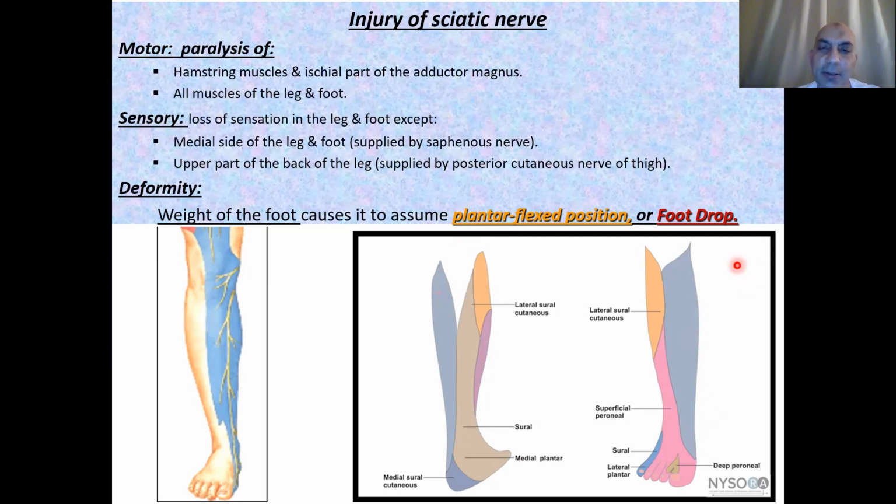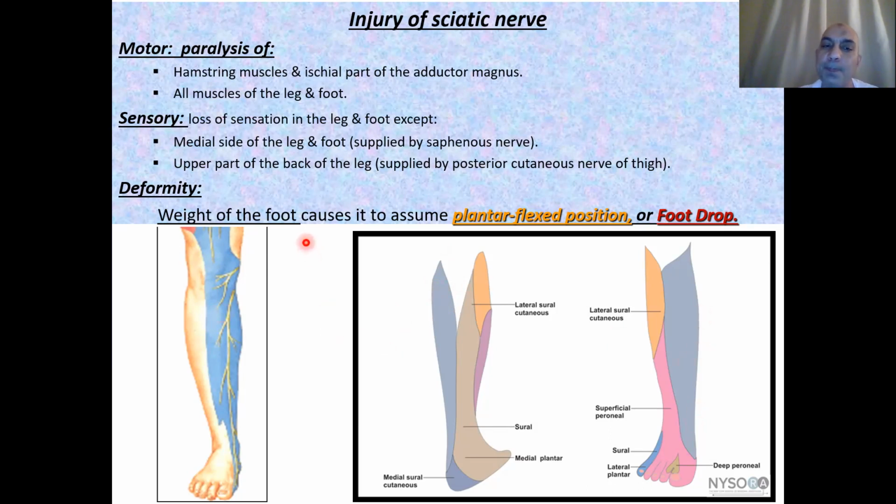So actually speaking, if there is complete injury of the sciatic nerve, we have paralysis of the hamstrings, the ischial part of adductor magnus, all muscles of the leg, and all muscles of the foot. Cutaneous, we lose all sensation of the leg and the foot except the 2 areas, the upper part of the back of the leg and the medial aspect of the leg and the medial aspect of the foot.